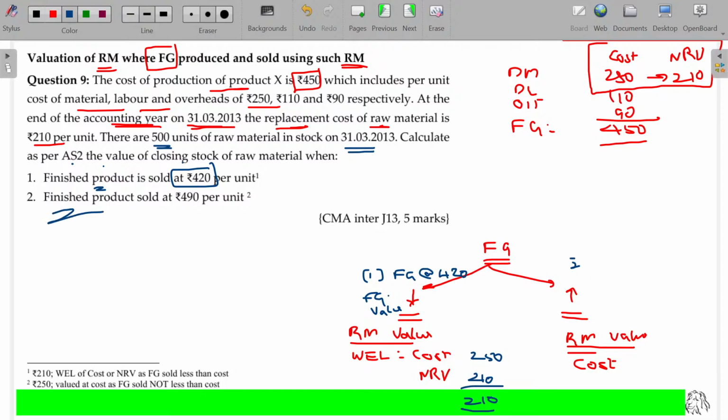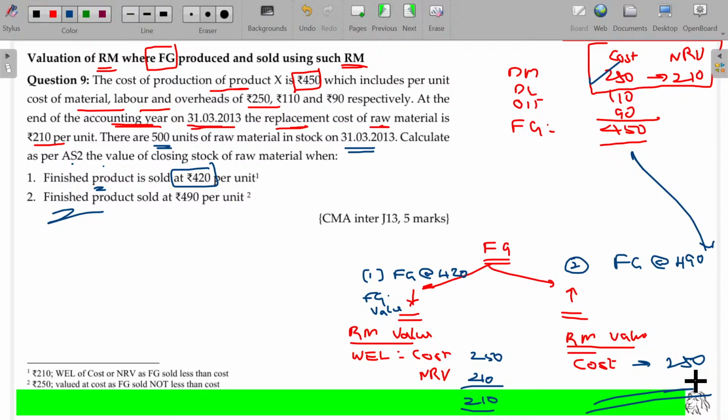Scenario 2, finished goods valued at rupees 490, compare with the cost, the finished goods cost is not decreasing, it's increasing absolutely. There is no impact on the finished goods. Then raw material value will be taken at its own cost. You need not undervalue based on the NRV here.